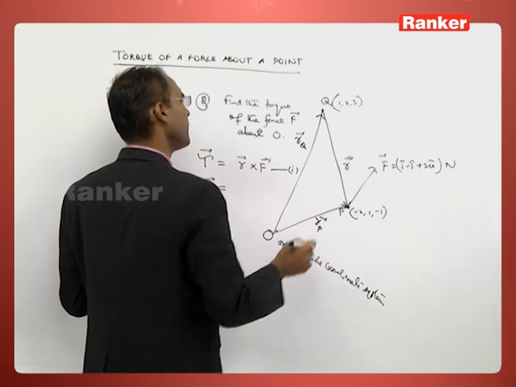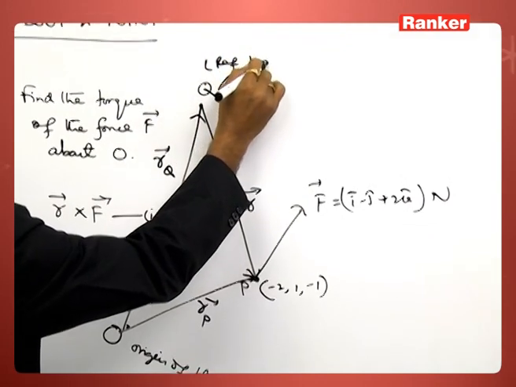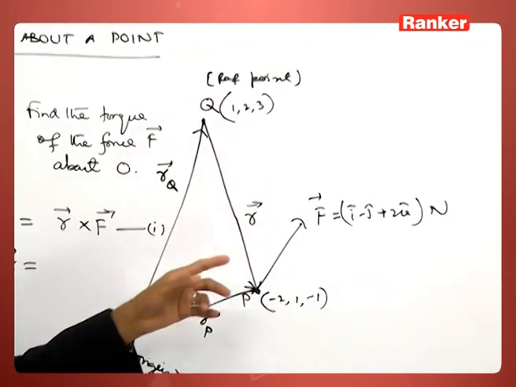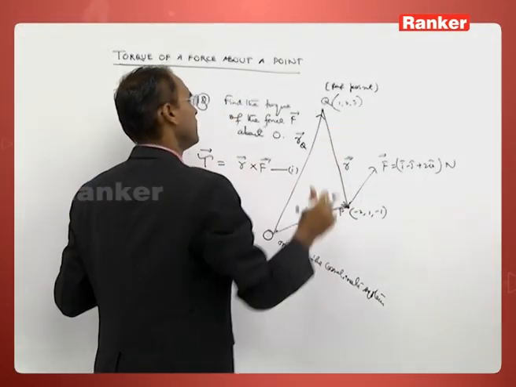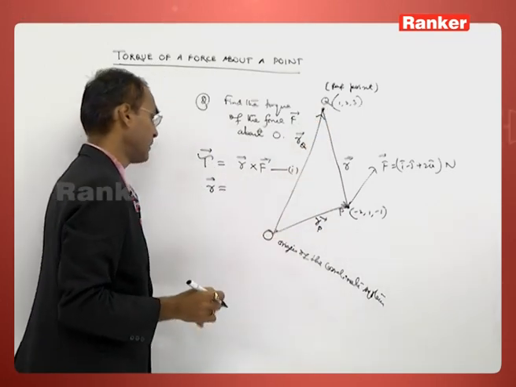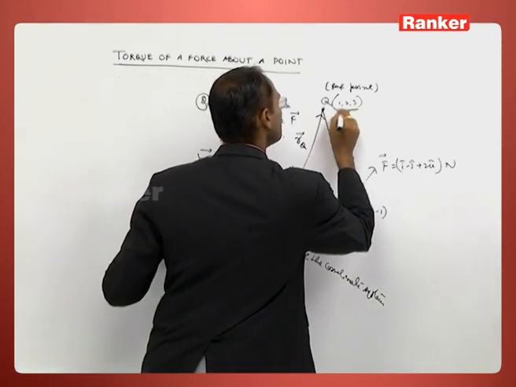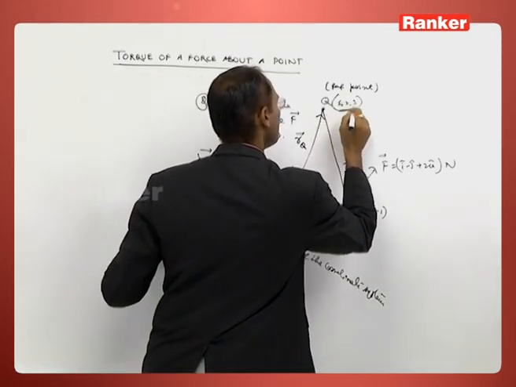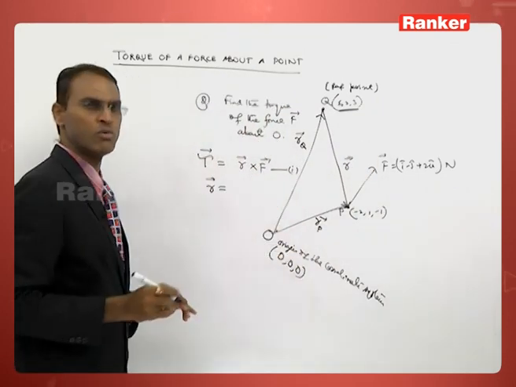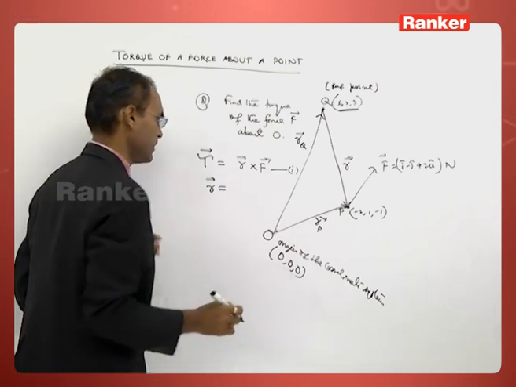Always you should not think that the reference point, relative to which we are calculating the torque, should always be present at the origin. It may not be the case at all times. Here it is not present at the origin because the coordinates are not 0, 0, 0. The origin coordinates are 0, 0, 0 in MKS unit.